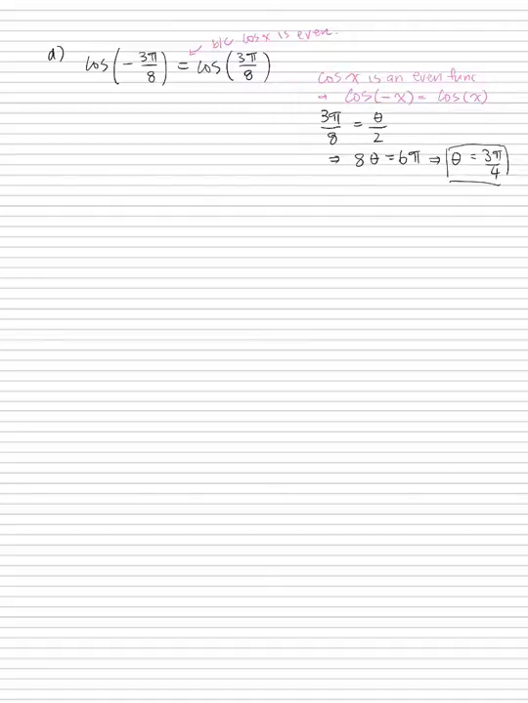Okay, now let's rewrite this as cosine of 3 pi over 4, whole thing dividing by 2. So again, this is our theta, and this is our theta over 2. So let's follow the same procedure. Let's determine where the theta over 2 is going to be.